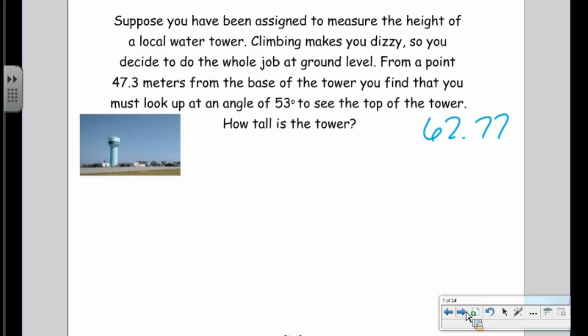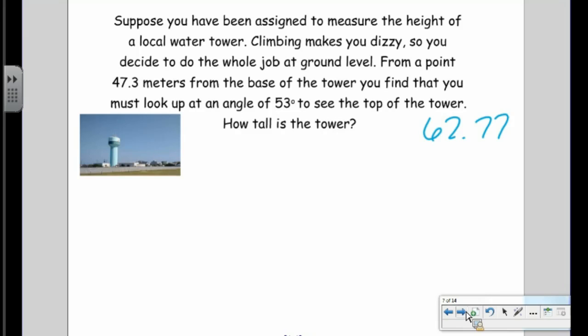Cool? Okay, suppose you've been assigned to measure the height of a local water tower. Climbing makes you dizzy, so you decide to do the whole job at ground level. From a point 47.3 meters from the base of the tower, you find you must look up at an angle of 53 degrees. How tall is the tower?